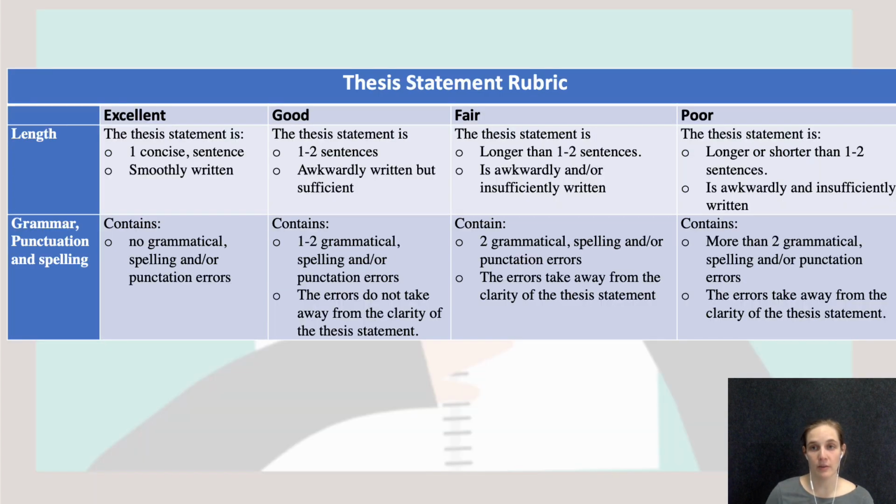The other 2 areas on the rubric are about the length of the thesis statement and grammar, punctuation, and spelling. In terms of length, a thesis statement is usually one well-written sentence, although it can occasionally be 2 sentences. To get an excellent for length, you will need 1 sentence. To get an excellent for grammar, punctuation, and spelling, you will need to have no grammar, spelling, or punctuation mistakes.